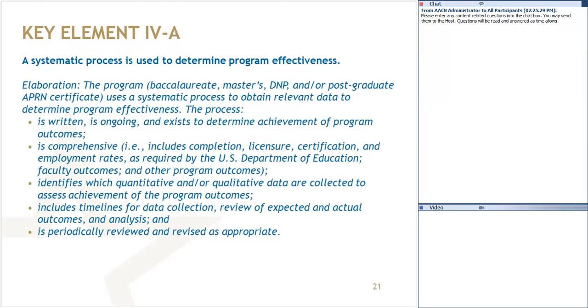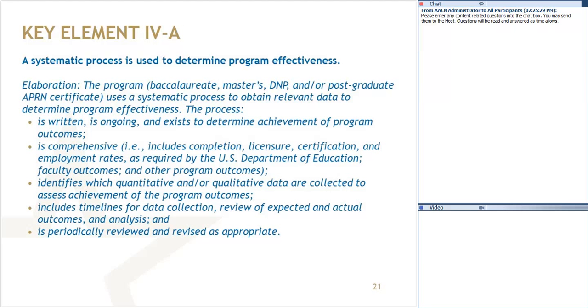So the first bullet point tells us that this process must be written, ongoing, and it has to address what constitutes achievement of program outcomes. The second bullet point says that this systematic process or plan, to use either term, must be comprehensive.